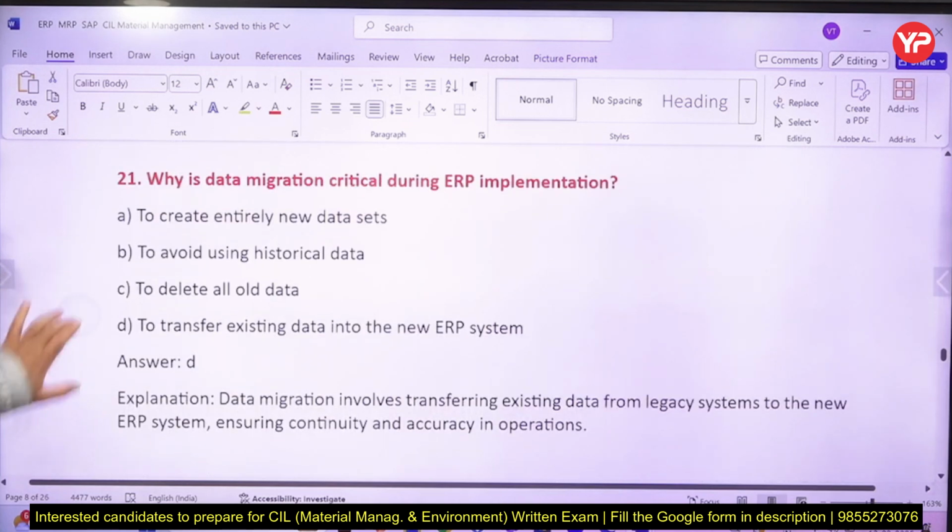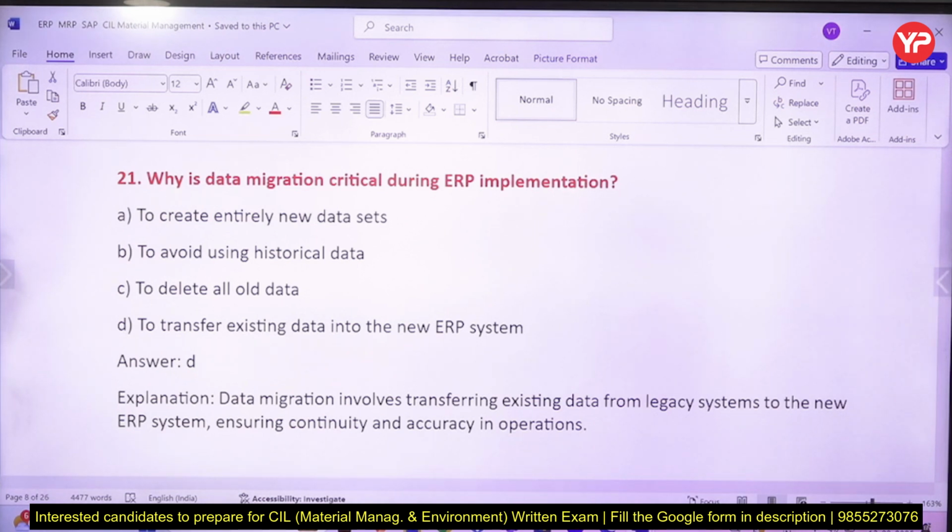Why is data migration critical during ERP implementation? So whatever existing data you have, that is to be transferred into the new ERP system. Data migration involves transferring the existing data from the previous system to the new ERP system.